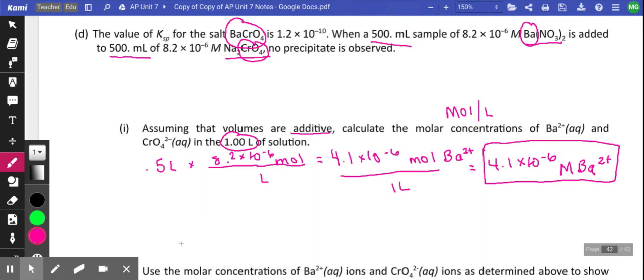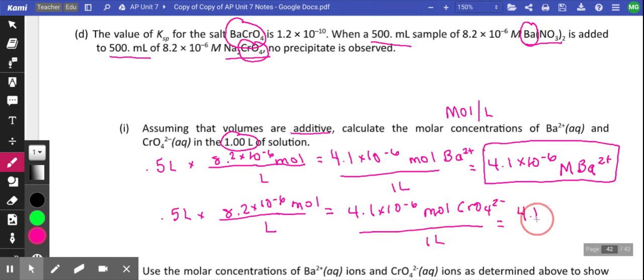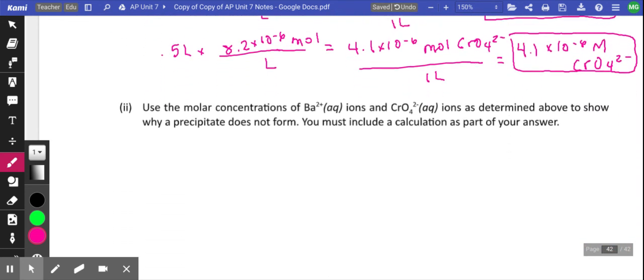And it's going to look absolutely identical for my CrO4 2 minus here because I have the same numbers. So still 0.5 liters, still 8.2 times 10 to the minus 6 moles in 1 liter. That gives me 4.1 times 10 to the minus 6 moles of CrO4 2 minus. Again, over that total volume of 1 liter gives me 4.1 times 10 to the minus 6 molar of CrO4 2 minus. It just so happened to work out that they were the same numbers in this problem. They're not always going to be the same numbers.